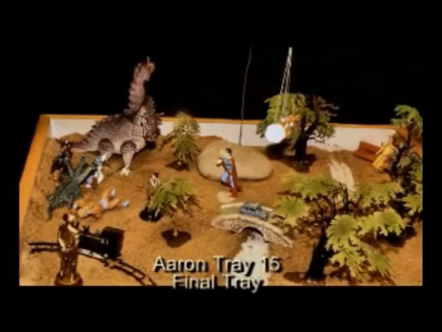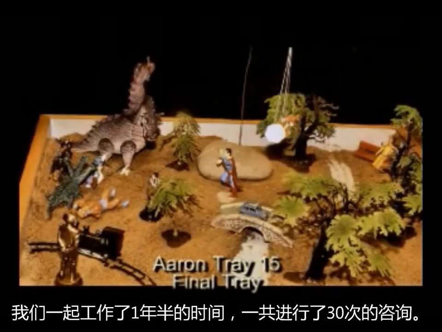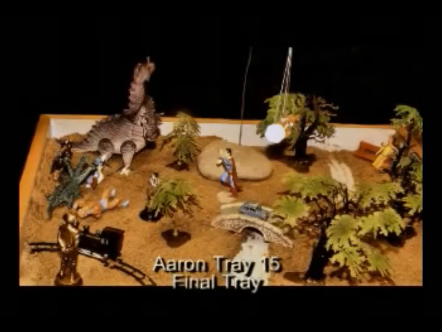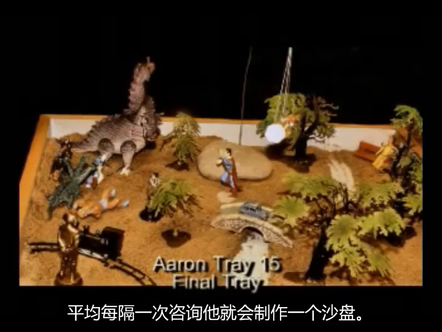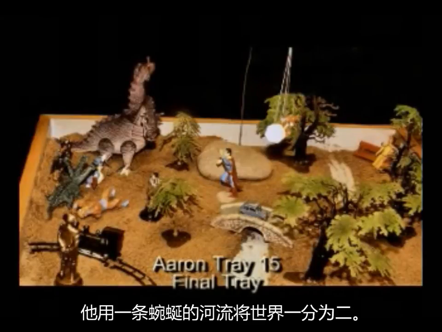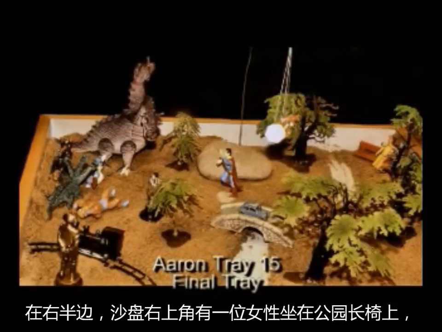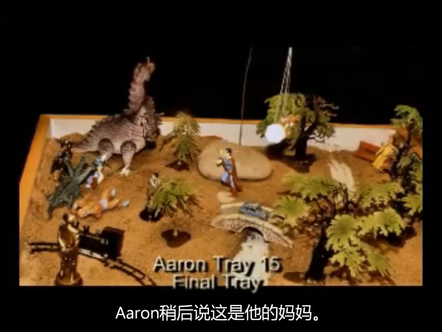This is Aaron's final tray, Tray 15. I saw him for about 30 sessions over a year and a half, and he averaged one tray every other session. In this tray, you'll notice that he's divided the world in half with this arcing river, and on the right side sits a woman on a park bench in the far right corner. He later said that's his mother.